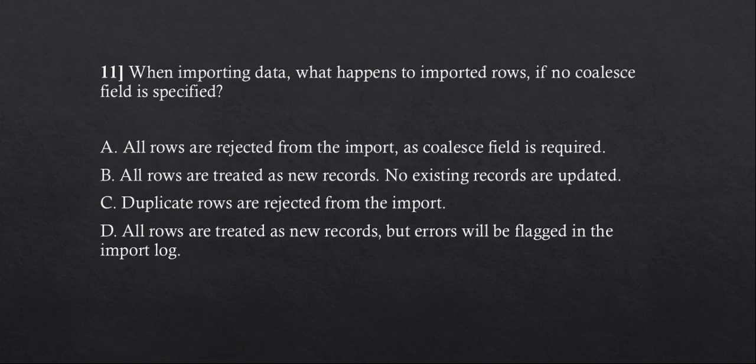Next question. 11. When importing data, what happens to imported rows, if no coalesce field is specified? A. All rows are rejected from the import, as coalesce field is required. B. All rows are treated as new records. No existing records are updated. C. Duplicate rows are rejected from the import. D. All rows are treated as new records, but errors will be flagged in the import log. Answer: D.